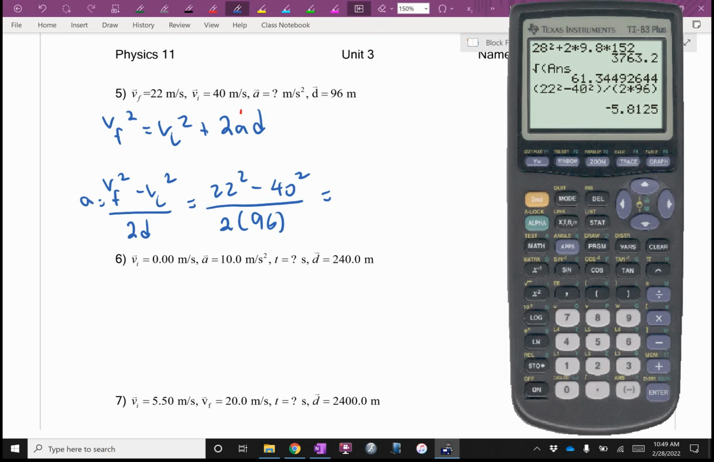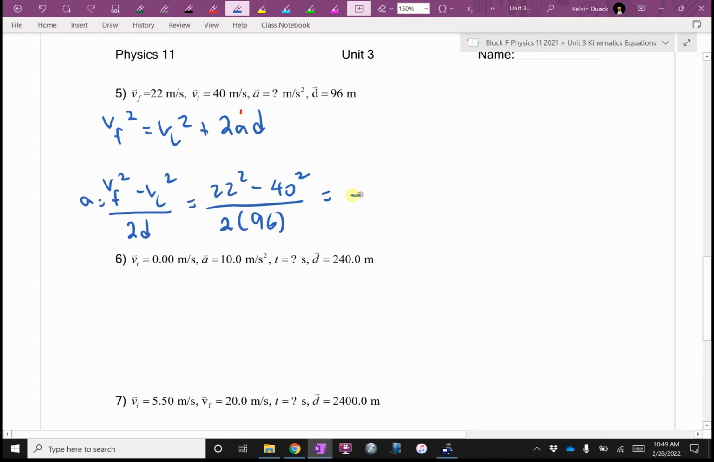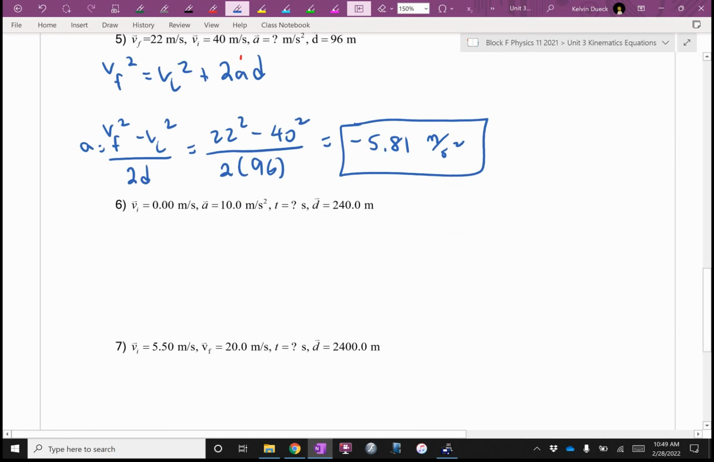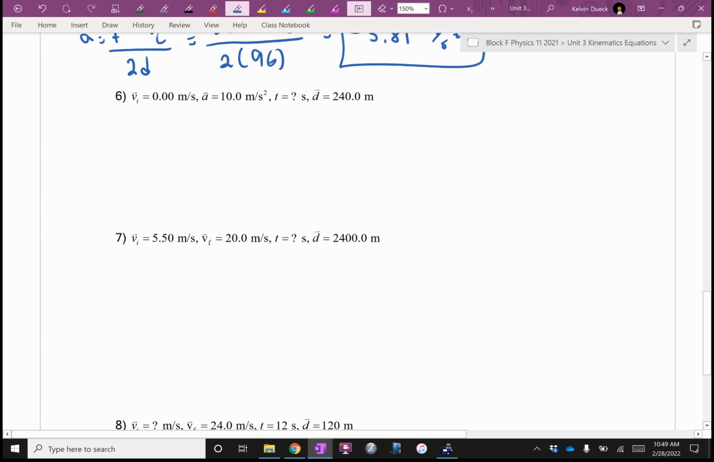Do you get negative 5.81? Negative 5.81? And then the units for that are meters per second squared. These next couple were trickier.